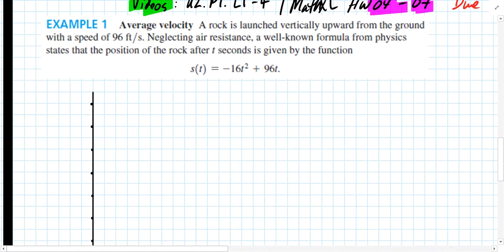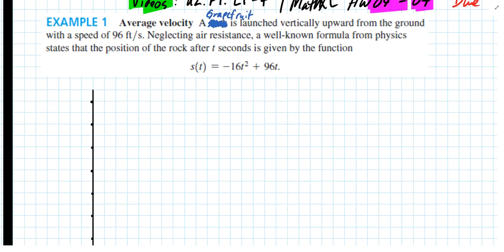So with that being said, we can get on with this example. Now on your handout it says that a rock is being launched, but if you talk to any of my former calculus students or any of the students that I had this morning already, you'll know that I changed this problem to represent a grapefruit because of my disdain for that particular piece of citrus.